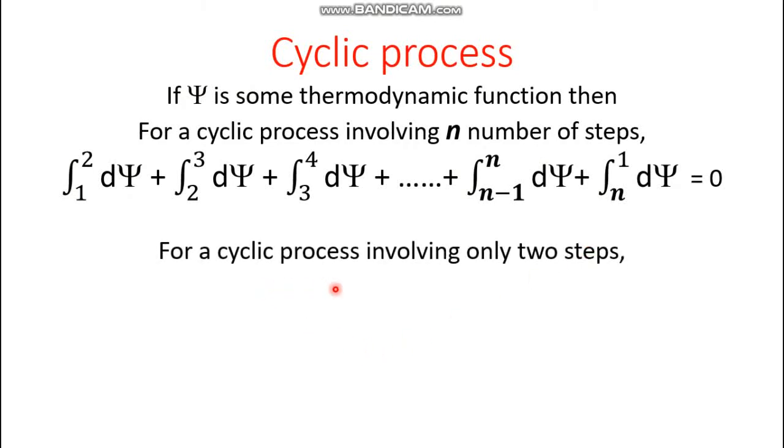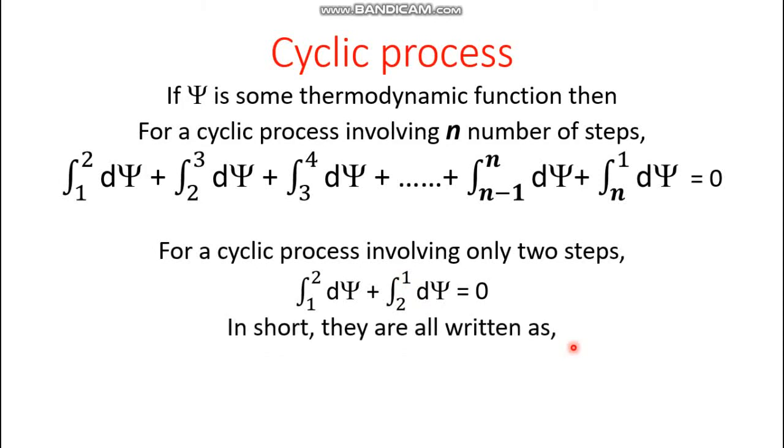So this is a cyclic process, and if only 2 steps are involved, then 1 to 2 and 2 to 1. This becomes the integration of d psi from 1 to 2 plus the integration of d psi from 2 to 1. This is also 0. In short, they are all written as the cyclic integral of d psi equals 0. So this is about a cyclic process.